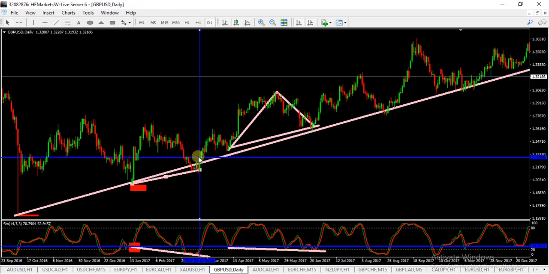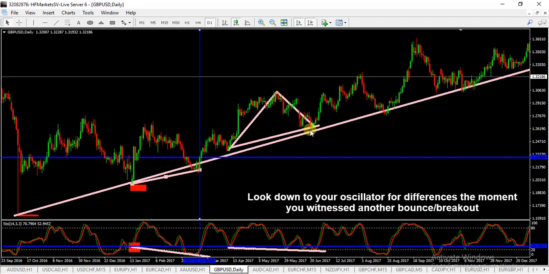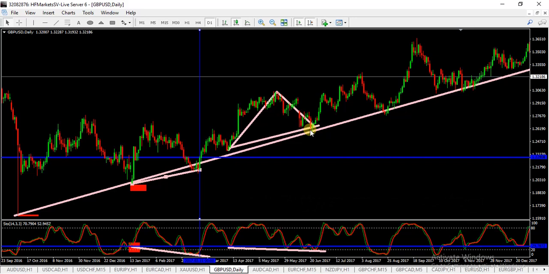We took this first one as a buy and we made money out of it. Now after we left, the market came back and bounced on this level. What should you do the moment you witness a bounce on a level or a breakout of a level? You go down to your oscillator to check: is there divergence, is there similarity, are they doing something different, which is the divergence we're talking about. If the price and oscillator are doing something different, like what happened there after a bounce, fine, that's what we are looking for in the market.